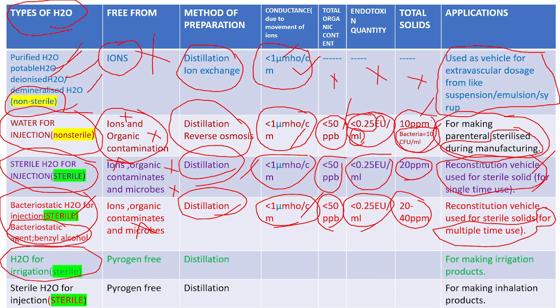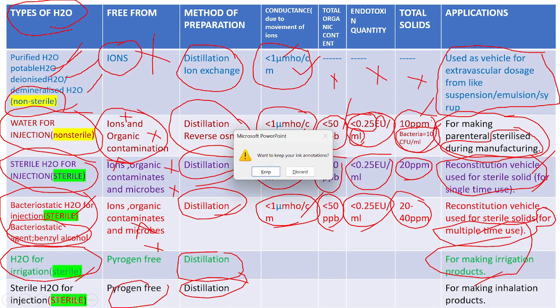Next one is water for irrigation. This is also sterile in nature. It is pyrogen free, prepared by distillation process, and used for making ophthalmic preparations. Next one is sterile water for inhalation. That is also pyrogen free, prepared by distillation process, and also used for making inhalation products. So this is about the different kinds of vehicles.